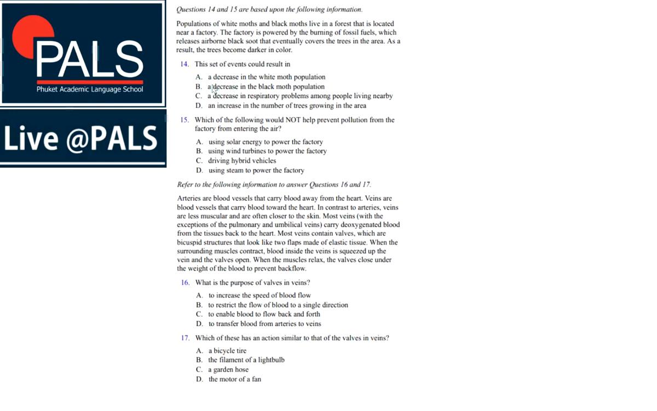Let's have a look at the last two possible answers, C and D. A decrease in respiratory problems among people living nearby. Black soot in the air from burning fossil fuels probably leads to an increase, not a decrease. An increase in the number of trees growing in the area. Again, we have pollution which covers trees in the area. That would probably reduce photosynthesis as well, so it will probably lead to a decrease in the number of trees growing in the area. So we can exclude C and D.